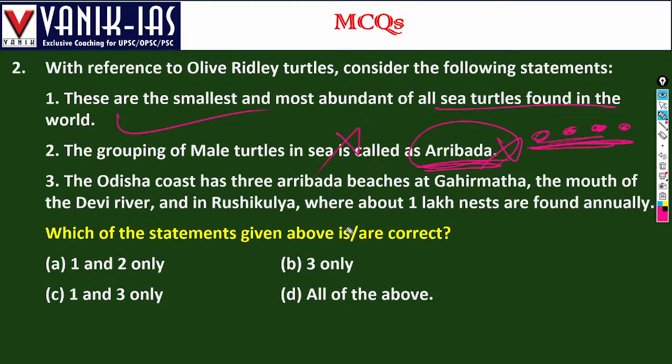On the Odisha coast, there are three Arribada beaches: at Gahirmatha, the mouth of the Devi River, and Rushikulya. About 1 lakh nests are found annually. So options 1 and 3 are right with respect to olive ridley sea turtles. They are the smallest and most abundant of all sea turtles, and the nesting sites are called Arribada.